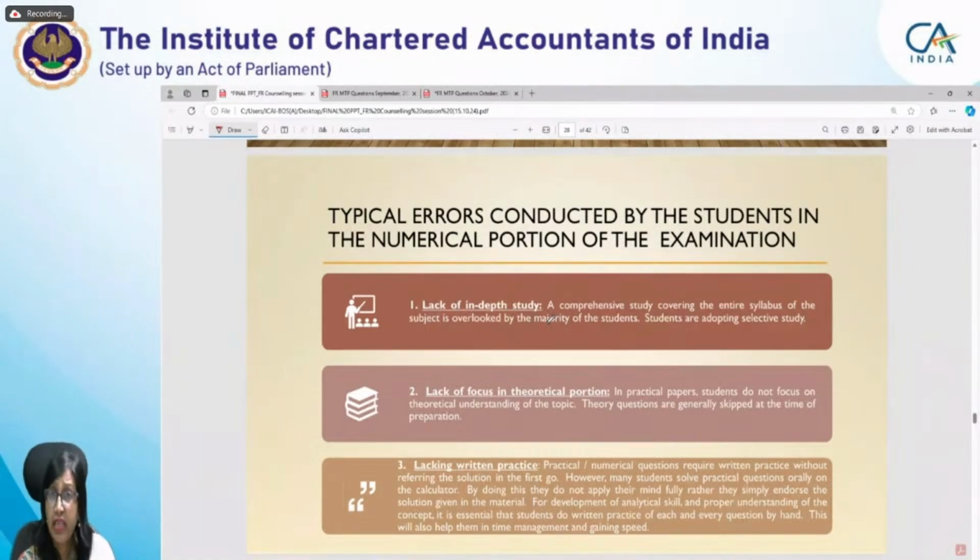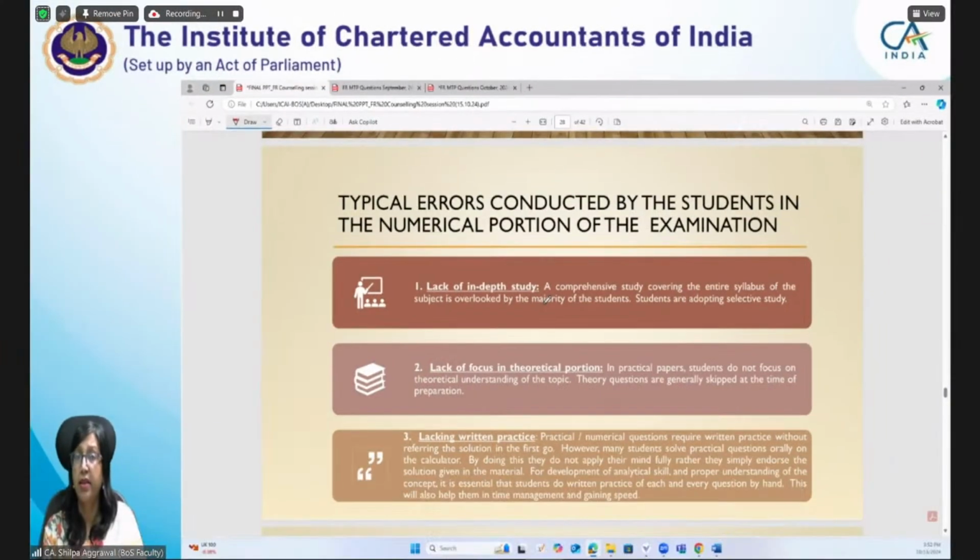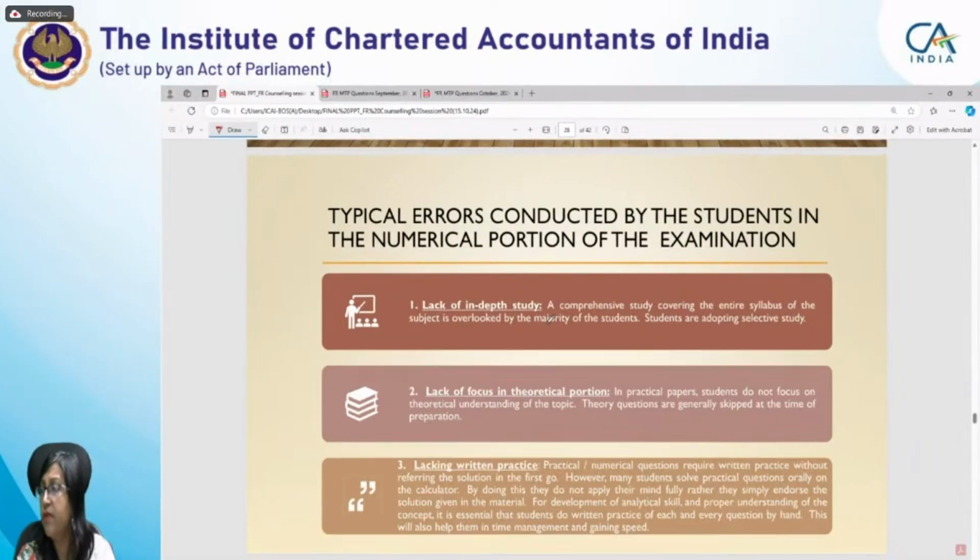These are some keywords which are there for that particular standard. So you should take care of those terms while answering it. Okay.